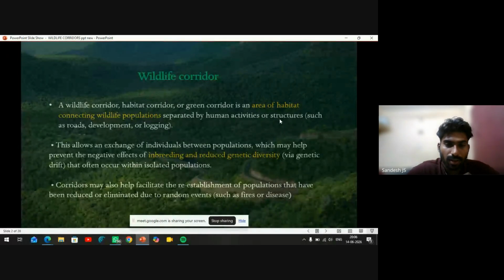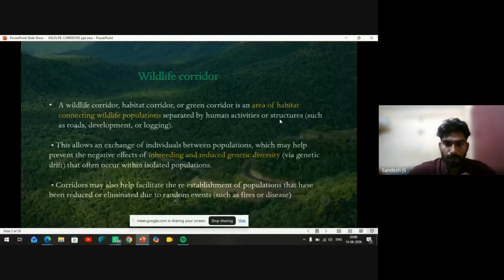This allows the exchange of individuals between populations, which may help to prevent the negative effects of inbreeding and reduce the loss of genetic diversity that occurs within isolated populations. So the main thing about the wildlife corridor is habitat fragmentation, which we will see in the coming slides.